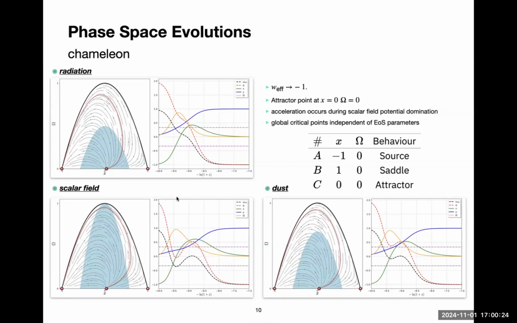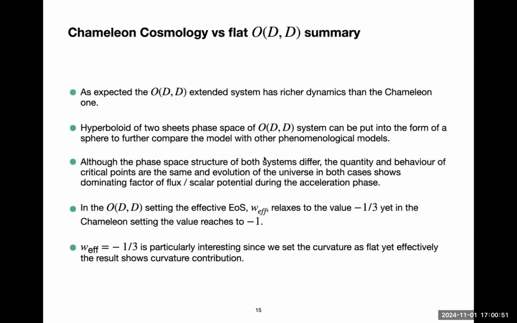So this is the difference between the chameleon and the ODD complete systems' linear stability analysis, where we found a -1/3 effective equation of state around the attractor point. Here in the chameleon cosmology, we find an effective equation of state of -1. And the acceleration always occurs during the scalar field's potential domination. So let's summarize both models' linear stability analysis.